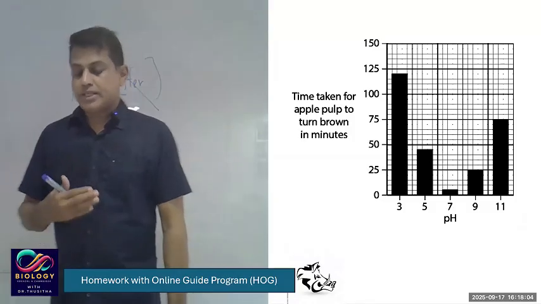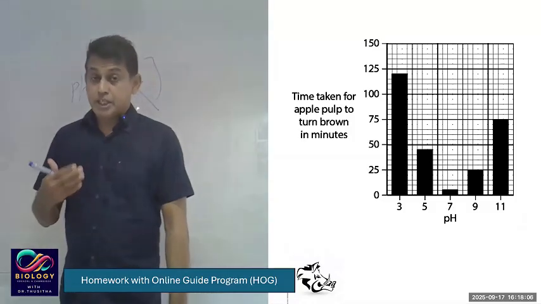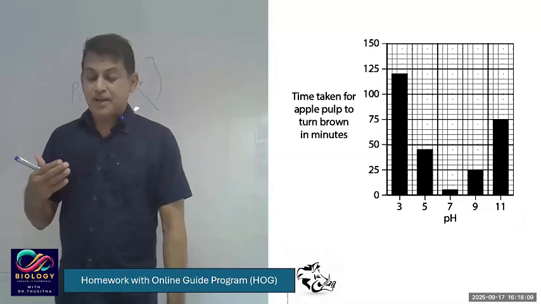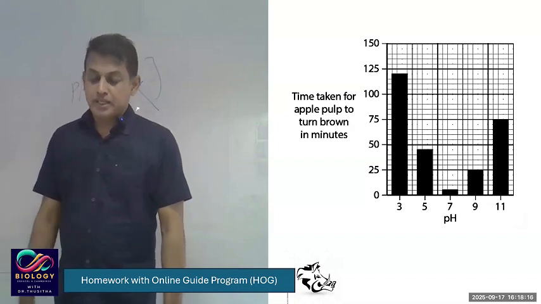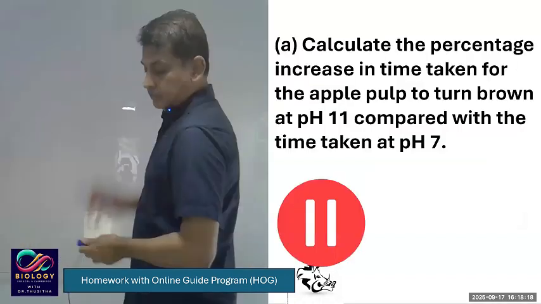So you can see at pH 3 it took a long time, and at pH 5 again quite long, and at pH 7 it's very short, at pH 9 a little bit longer, and at pH 11 it's again longer, right?